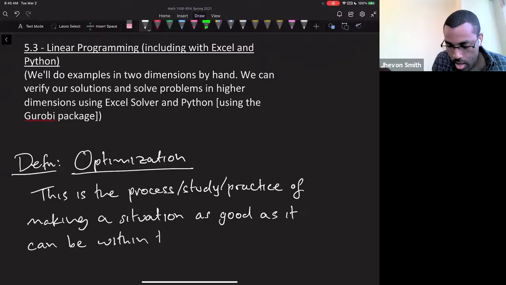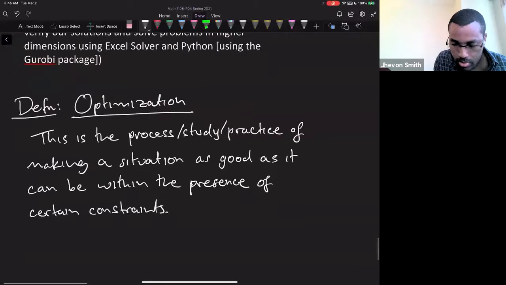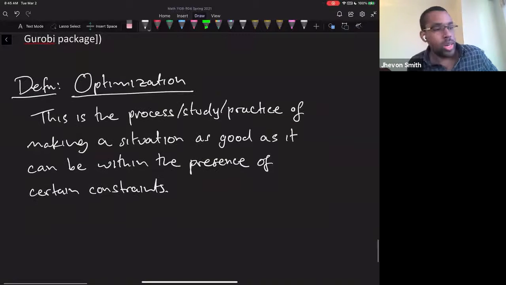Within the presence of certain constraints. Okay, so what does that mean?